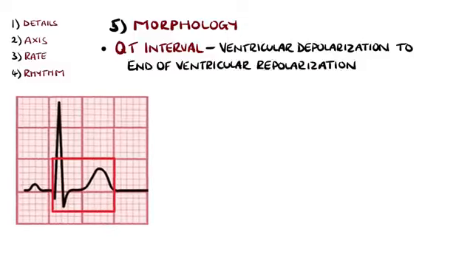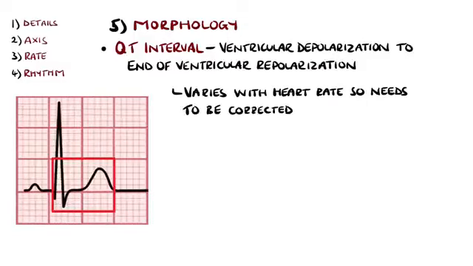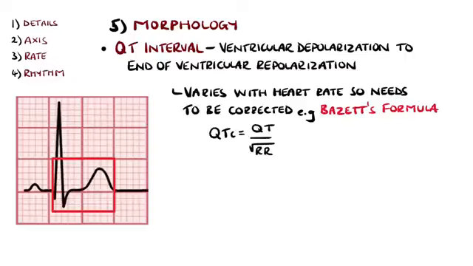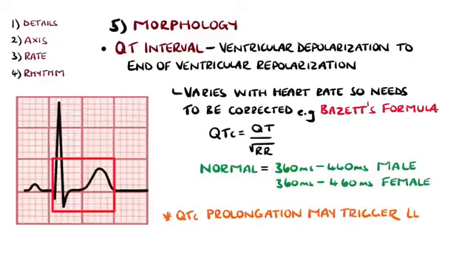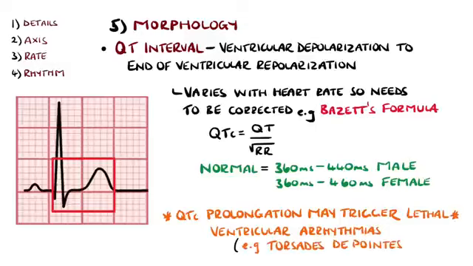It gets shorter with faster heart rates and longer with slower heart rates, so it needs to be corrected for the heart rate for interpretation. Classically, this is using Bazett's formula. Its normal value is generally above 360 milliseconds and less than 440 milliseconds in males or less than 460 milliseconds in females. It's important to remember this, as prolongation can predispose to potentially lethal arrhythmias like ventricular tachycardia or torsades.